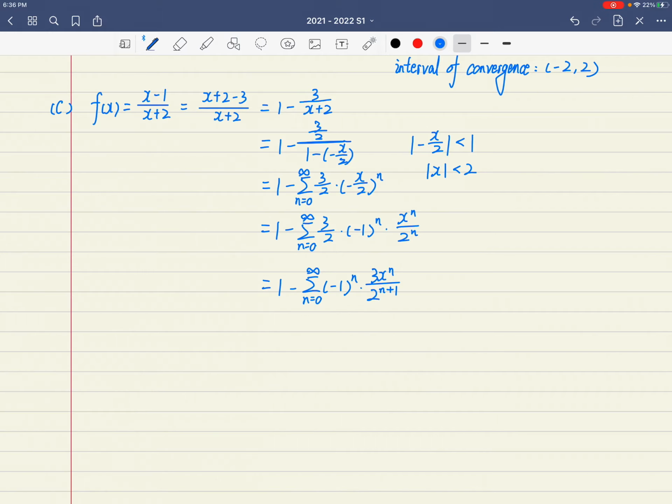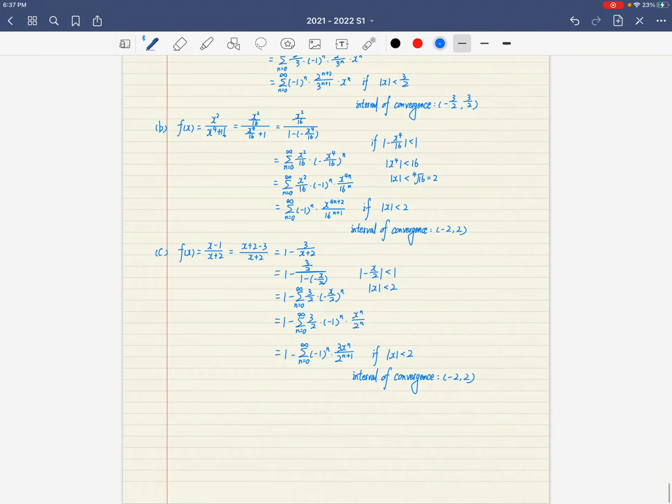Okay, so you can stop here. All right, you can just stop here. You don't have to simplify further as shown in the answer. It is already correct. So if the absolute value of x is smaller than 2, right? So now the interval of convergence is from -2 to 2. Okay.